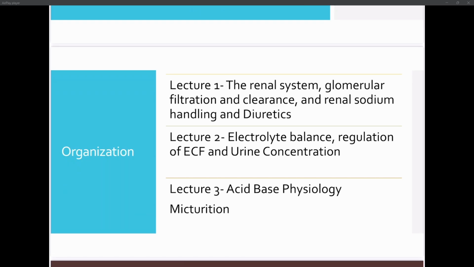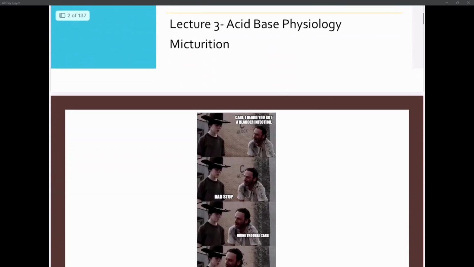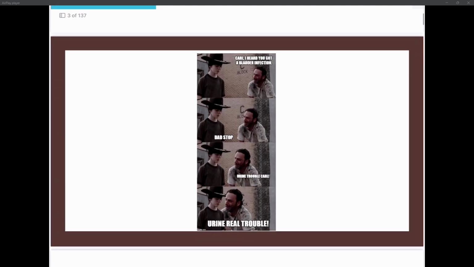It's called micturition. Okay. Here's a little meme for you guys. I haven't had one in a while, so that should cheer you guys up. Okay, you can read that.